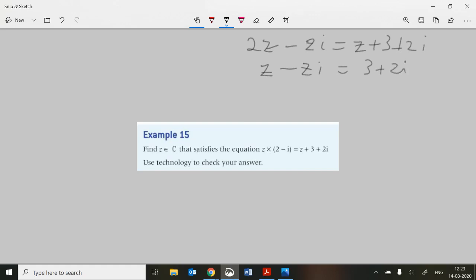And then we can factorize out the Z. So we've got 1 minus I lots of Z here equals 3 plus 2I. And now we can do our division. You can say 1 divided by I. Now that is right. It's just that we don't like to have complex numbers in the denominator if we can help it.